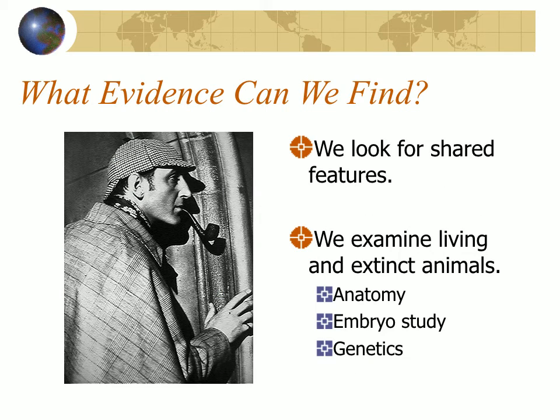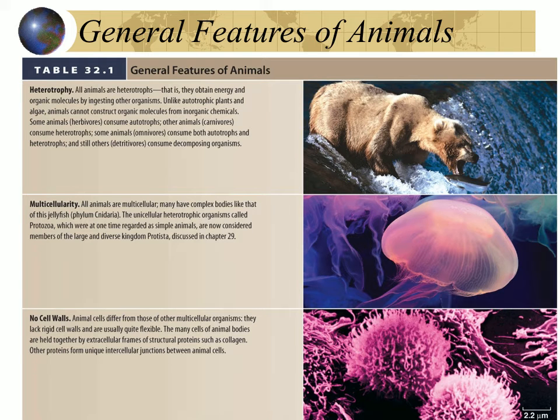And so, again, in science, we're looking at evidence, and the evidence here is shared features. We're looking as best we can at living and extinct animals. We look at the anatomy of the animals and particularly their development, the study of their embryos, and now genetics, the sequence data. In general, it's pretty easy to recognize animals. We all kind of intuitively know, but let's talk about it.